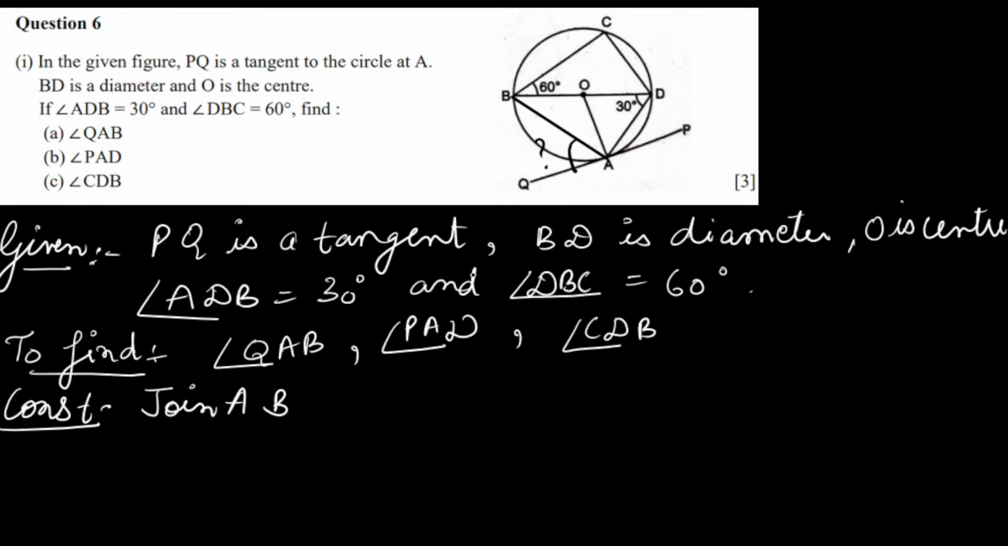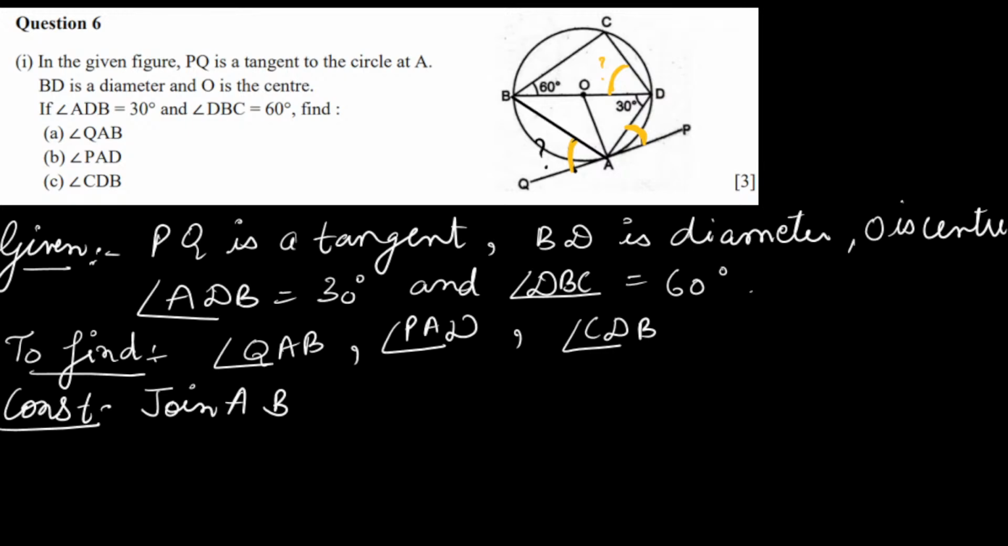I've highlighted it here. Angle PAD we have to find. PAD is on this side, so let me highlight it with a different color, yellow. And angle CDB. So all three angles I have highlighted, and these angles we have to find. Yes, Nikita has mentioned QAB is equal to 60 degrees. Okay, let us see what the value of this one is.